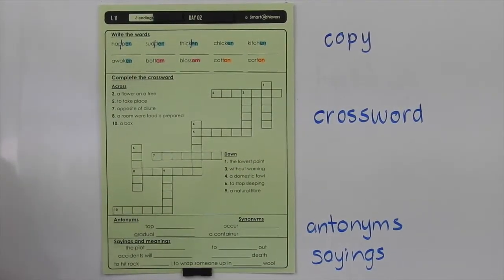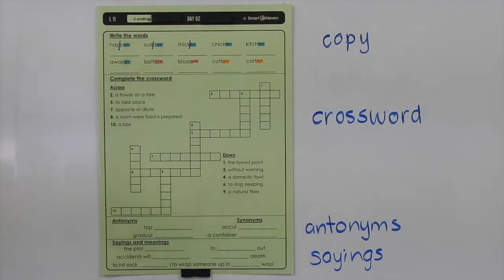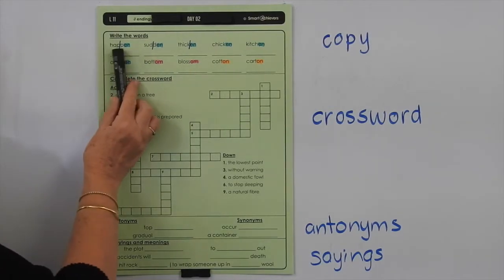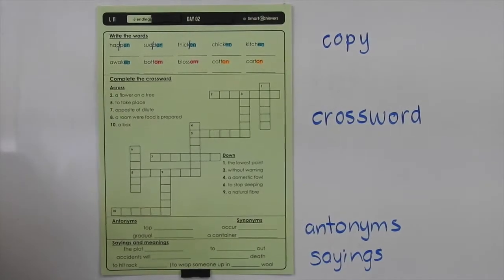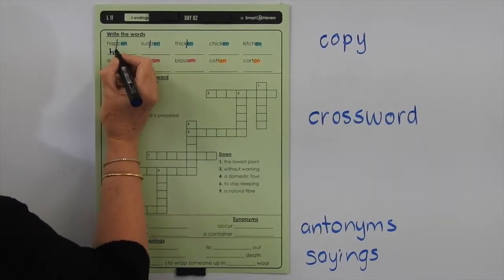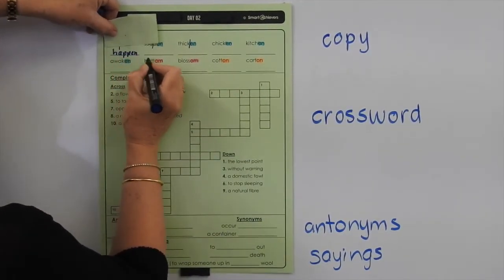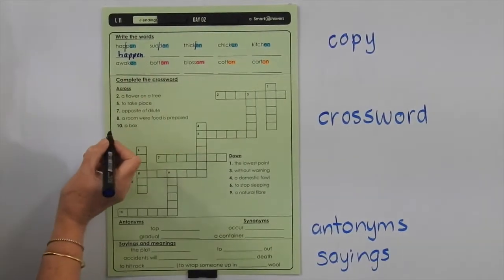Okay, so happen, H-A-P-P-E-N. You can either say PP or you can say double P. It's up to you how you double these letters, whether you say each one or we'll say double. And then you write it, cover it before you write it, and then check to make sure you've spelled it correctly.